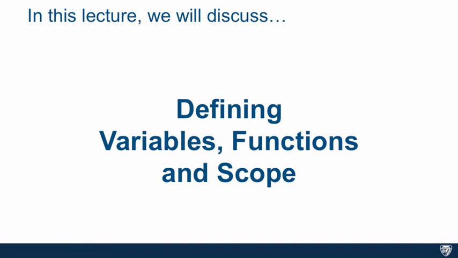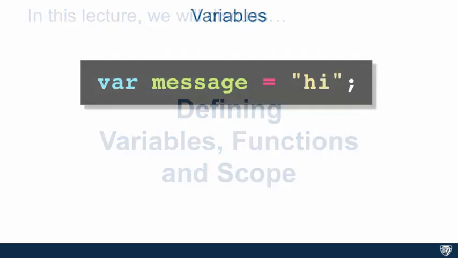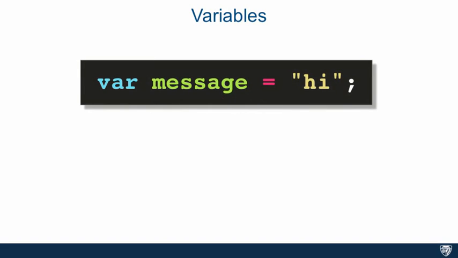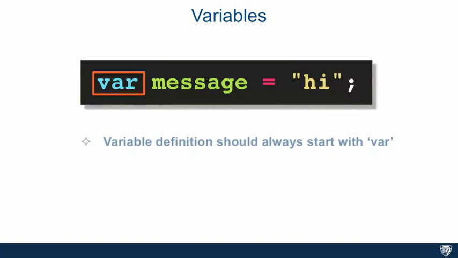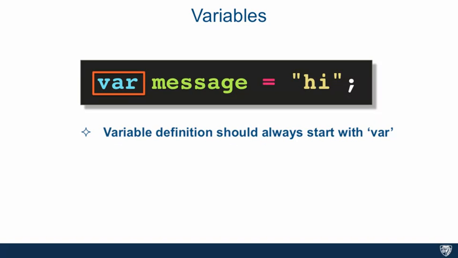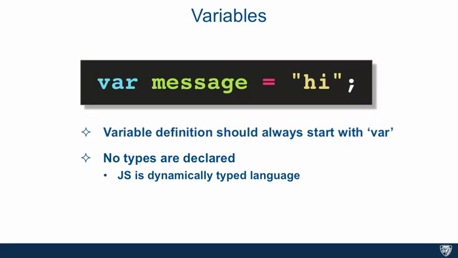Okay, so in this lecture, we're going to talk about defining variables, functions, and where these artifacts live, otherwise known as scope. Now, it's fairly straightforward how you define a variable. Variable definitions should always start with the keyword var. Now, notice that no types are declared in JavaScript. And the reason for that is because JavaScript is called a dynamically typed language.